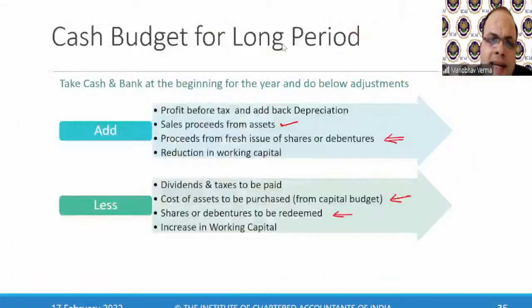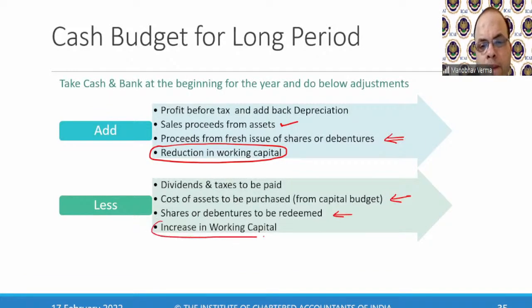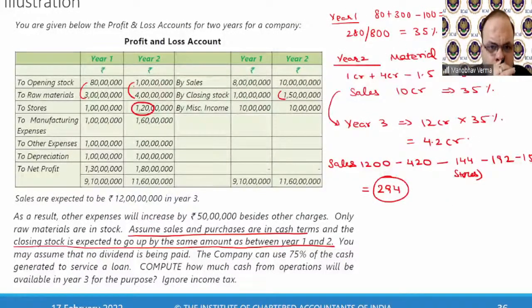If you look at the last slide, we're talking about some adjustments here. So profit before tax, we added back the depreciation. Any sale proceeds for the assets, I don't know. We don't have any information. Any issue of shares, debentures, redemption, nothing else. But my question is, do we have anything with respect to reduction or increase in working capital? Any component of the working capital, guys, in this particular question? Any component in terms of the working capital aspect? Any thoughts?